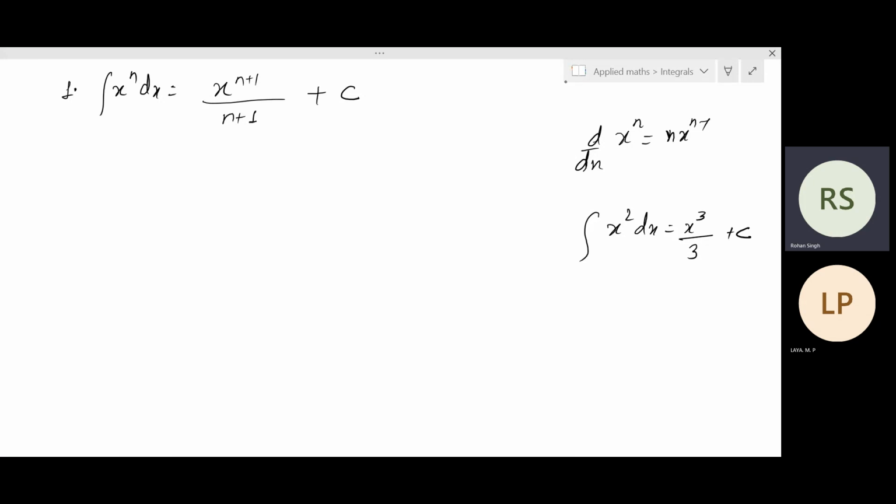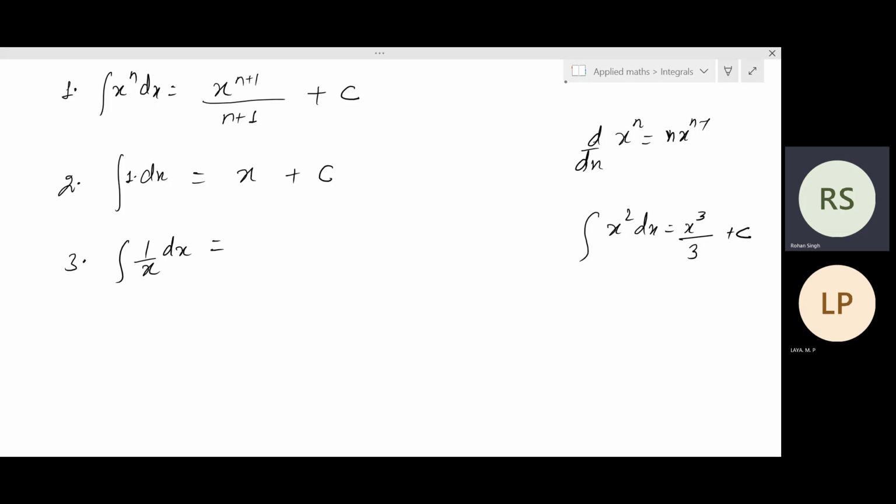Okay, then let's see if you have 1 dx. What we are saying is, if we have a constant, let's say 1 dx, we have seen that because the differentiation of x is 1, the integration of 1 dx will be x, and then there should be a constant also. Then let's see if you have 1 over x dx.